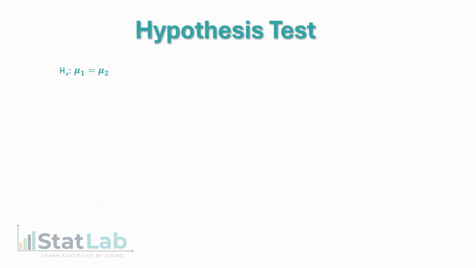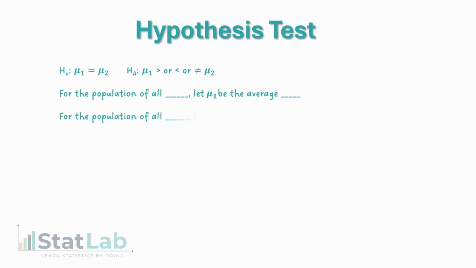So hypothesis testing for two means, where we believe these two averages are equal. So our null hypothesis is going to be that mu1 equals mu2. And our alternative hypothesis is going to be that mu1 is either greater than, less than, or not equal to mu2. And just as before, you're going to have to define your parameters, and this time you're going to have to define both of them. And we usually use this template.